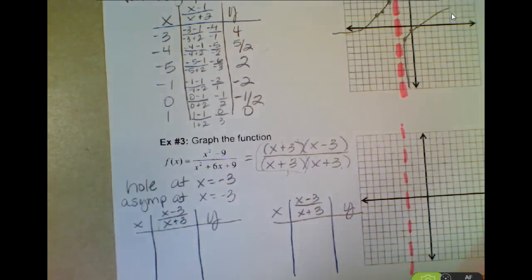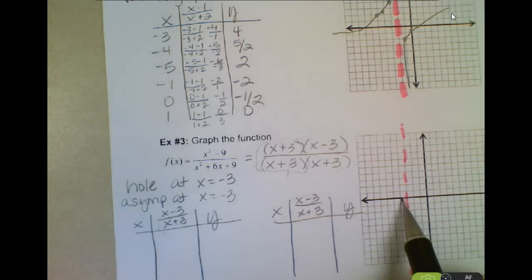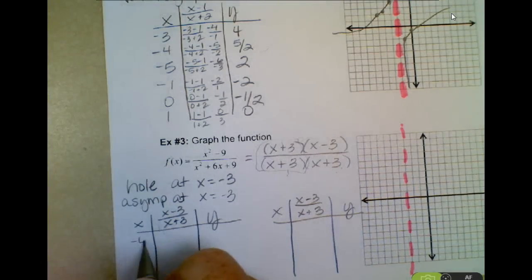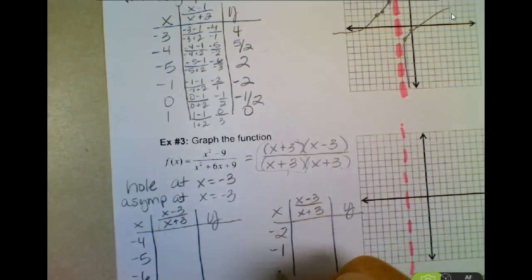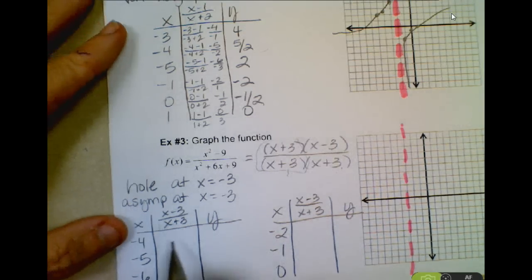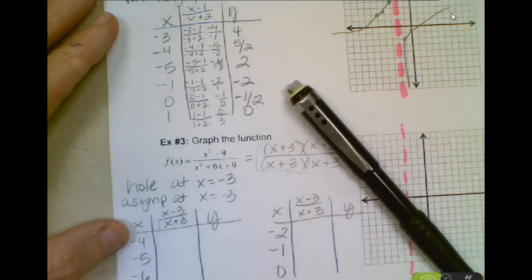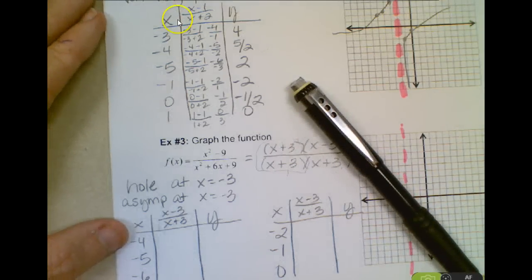Okay, so I'm going to pick points of negative 4, negative 5, negative 6, and then negative 2, negative 1, and 0. Okay, so I'm going to go ahead and fill these in. Put you on pause for a minute while I do that, and you can come back and see my results.